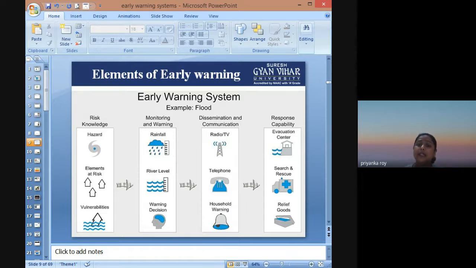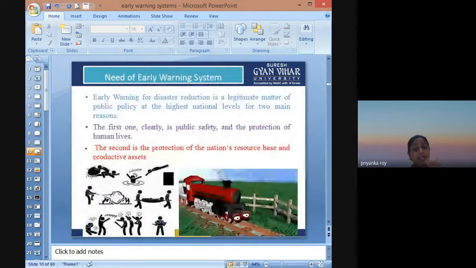Then, at the end, we need to have a response capability. How are we going to respond? Early warning messages and information have been disseminated. Now what we need to do is respond. Evacuation centers have to be activated. Search and rescue teams have to be activated. Relief goods, teams and relief forces have to be activated along with the early warning system. And they need to be informed which areas should expect a number of casualties or losses.